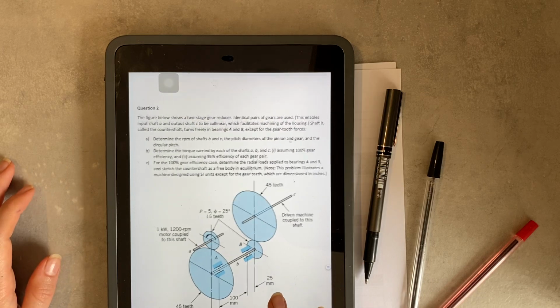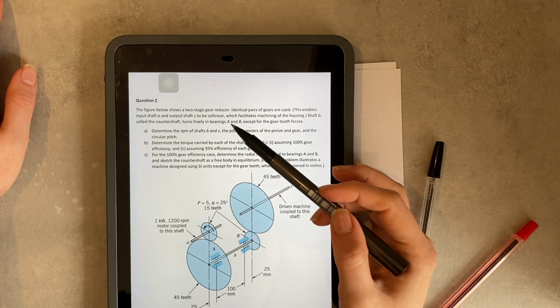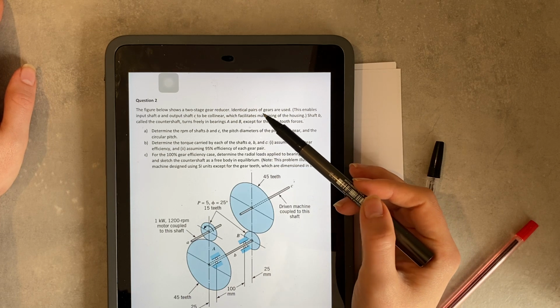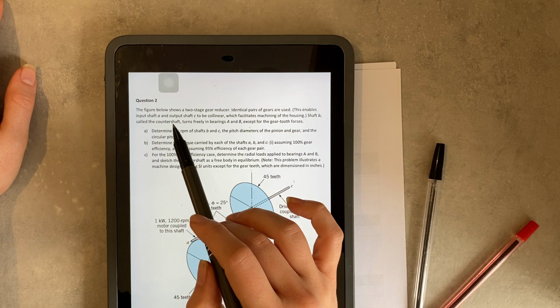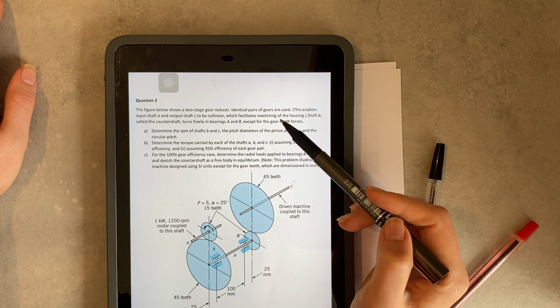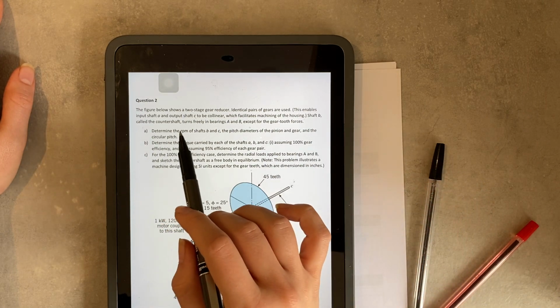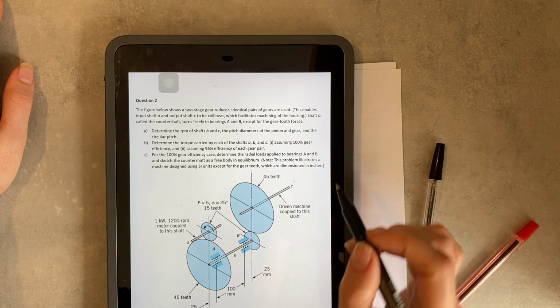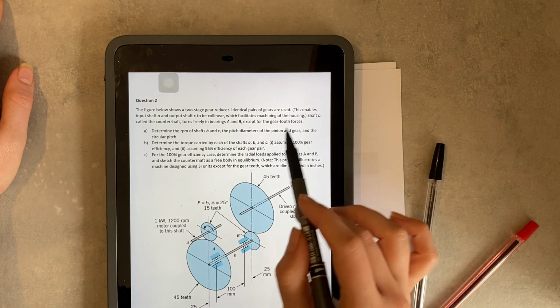All right, let's continue with question 2. The figure below shows a two-stage gear reducer. Identical pairs of gears are used. This enables input shaft A and output shaft C to be collinear, which facilitates machining of the housing. Shaft B, called the counter shaft, turns freely in bearings A and B, except for the gear tooth forces.